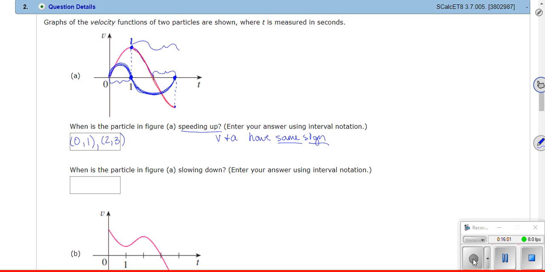So then when is the particle in figure A slowing down? When do they have opposite signs? Well, they have opposite signs here from 1, you can kind of tell, to 2. The acceleration's negative, but yet your velocity is positive. So that would be from 1 to 2, they would be slowing down. Because again, slowing down means that velocity and acceleration have different signs.